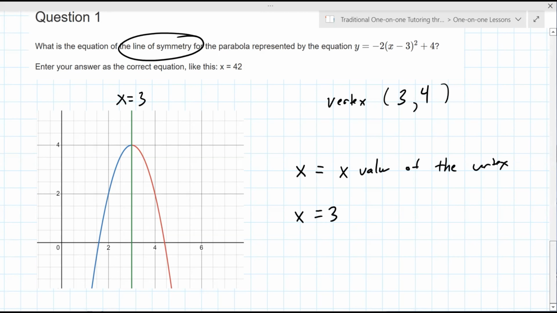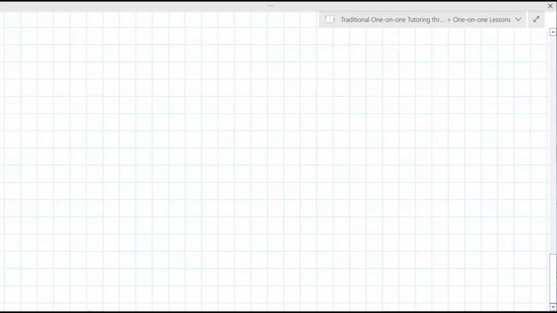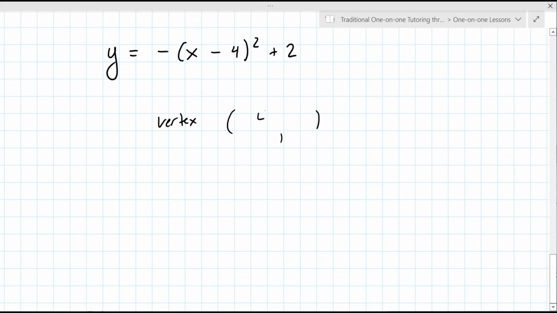All right, so let me give you another problem here. Unless you need some time to get this down in your notes. You're good? You got it? Yep. Okay. So let's say I give you an equation like this. y = -(x - 4)² + 2. Can you tell me the vertex? 4 and 2. 4, 2.